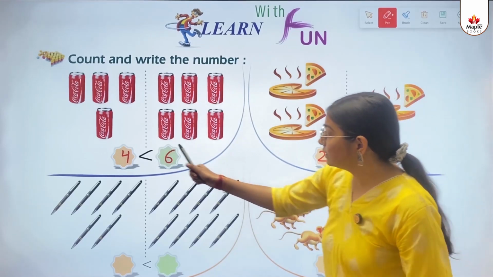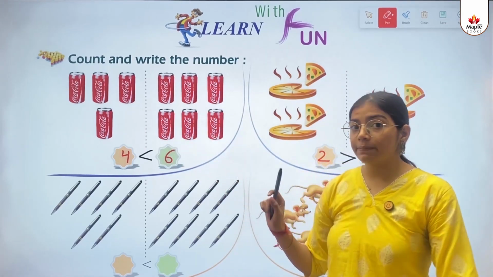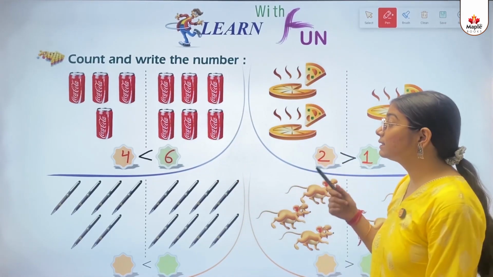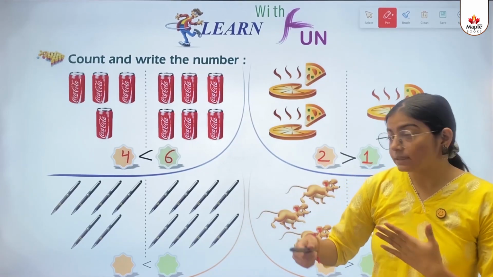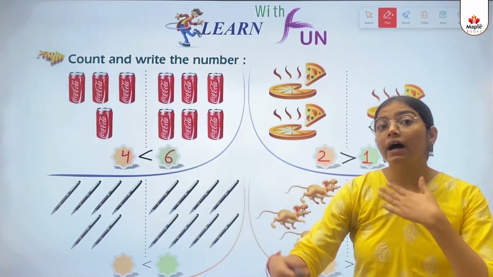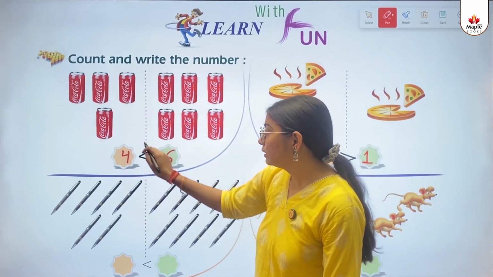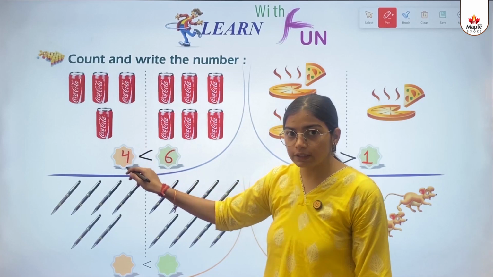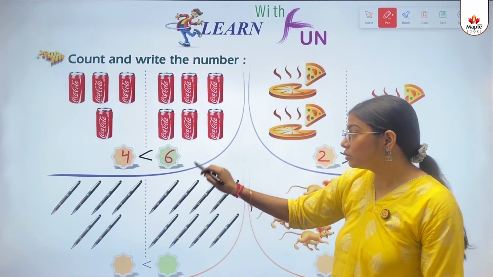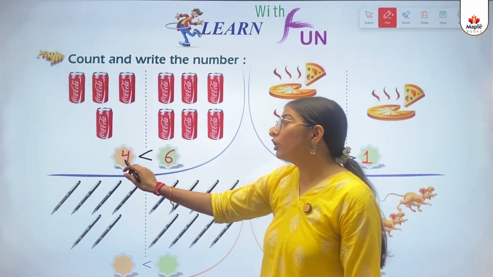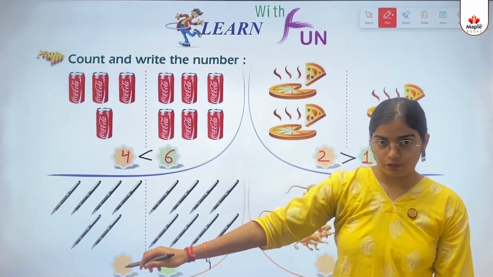But as you can see, there are some symbols also given. So, what do these symbols represent? I already told you, these symbols represent greater than or less than. So, what can we understand from these questions? 4 lies with the close side of the symbol and 6 lies with the open side of the symbol. So we can say that 4 is less than 6, or we can say that 6 is greater than 4.